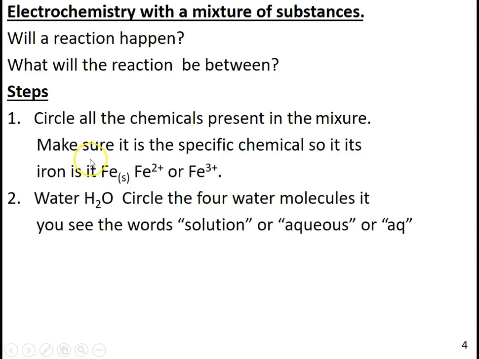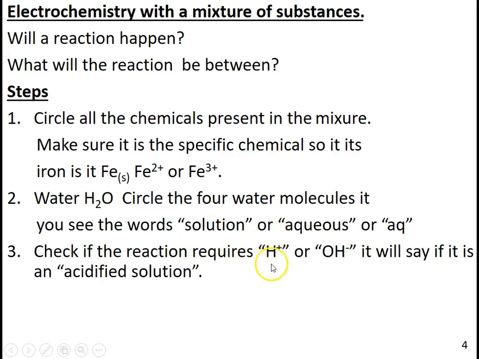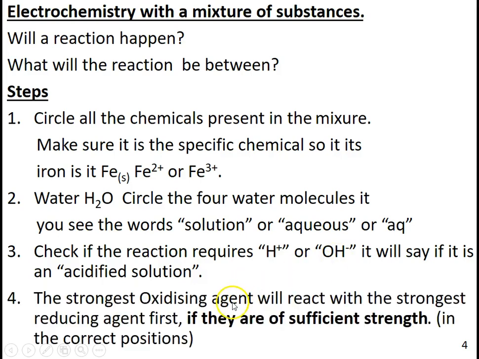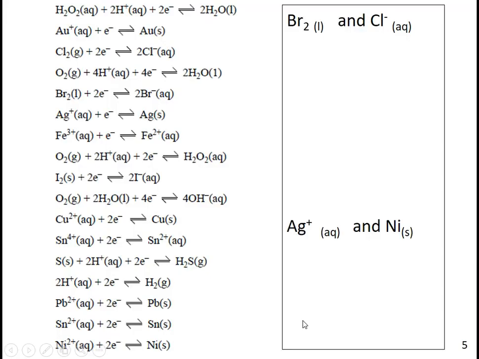Water. The way that you know you've got water is if you see the word solution or aqueous. If it says it's an acidified solution, then it means it's got hydrogen ions to be an acid, or if it's alkaline or something, it has hydroxide ions. The strongest oxidizing agent will react with the strongest reducing agent first, if they are of sufficient strength, so if the concentration is correct, because the electrochemical series is all based on a 1 molar solution concentration.